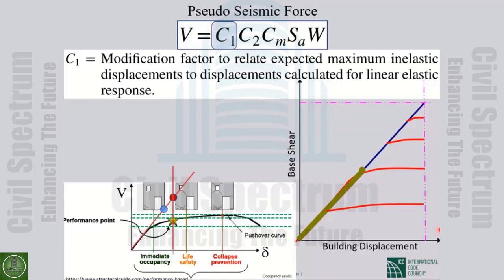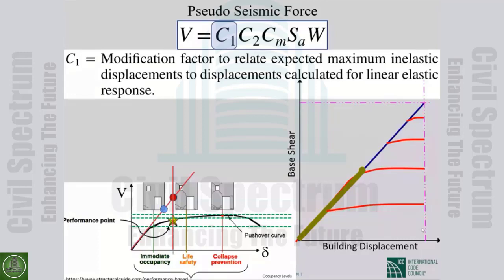Now it's okay. We lost some time in this part, so the C1 factor is to calculate the ratio of the maximum displacement of the building to the elastic displacement. Compare these two.